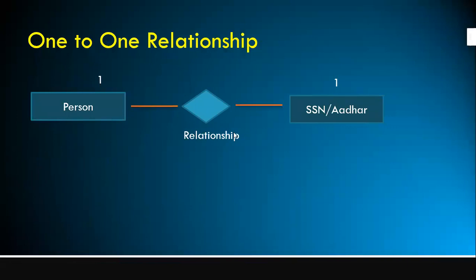One-to-one, the classic example is one person or citizen. If you are an Indian citizen, each citizen should have only one Aadhaar number. In the case of the USA, each citizen should have only one social security number. There should not be any duplicates. A single person cannot have more than one social security number in the USA. The same is applicable in India also.